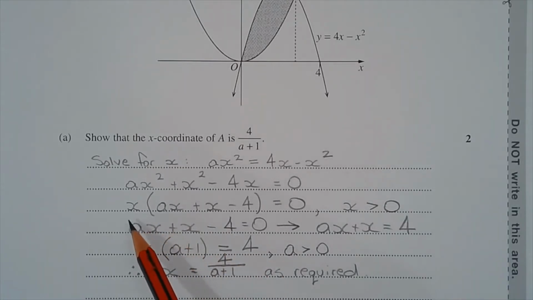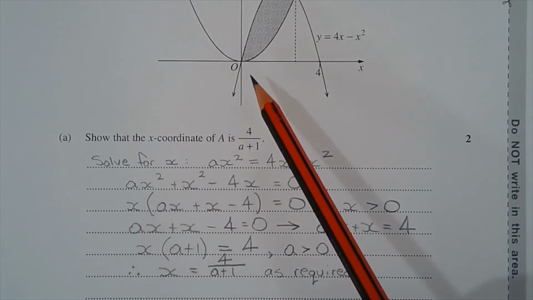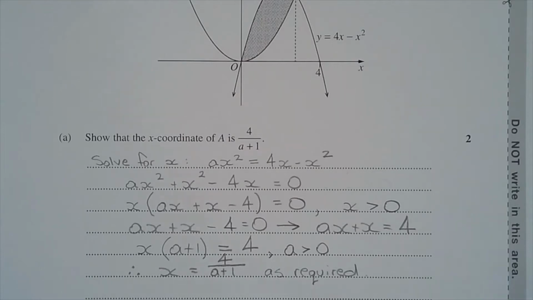Now one of the solutions is x equals 0, which represents the x-coordinate of the origin. The other solution is found by solving ax plus x minus 4 equals 0. Adding 4 to both sides of the equation, we have ax plus x equals 4. Factorising out x from the left-hand side, we have x outside of a plus 1 equals 4, and a is greater than 0. And dividing both sides by a plus 1, we have x is equal to 4 over a plus 1 as required.